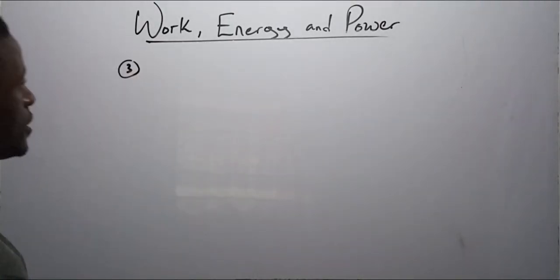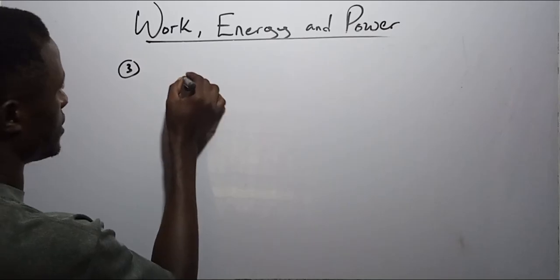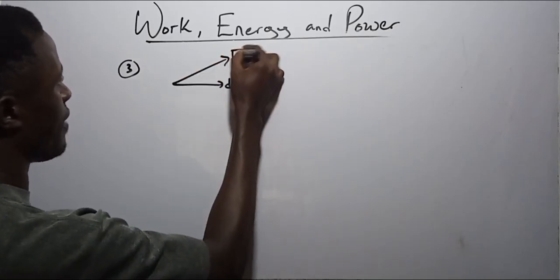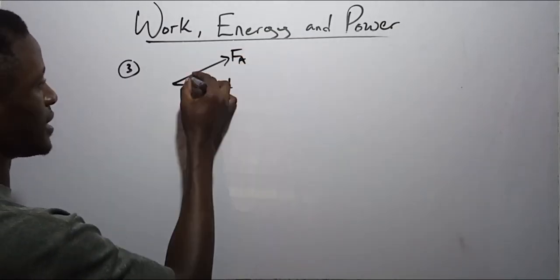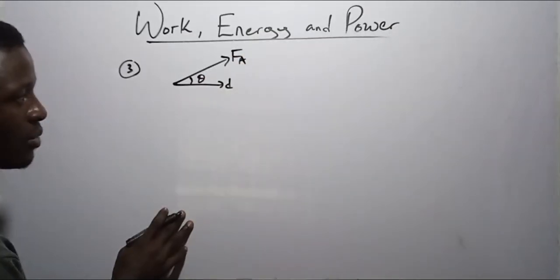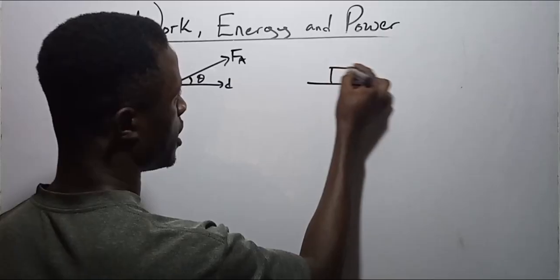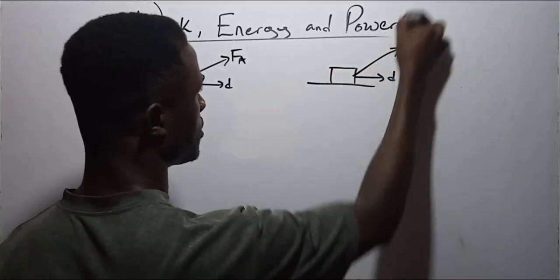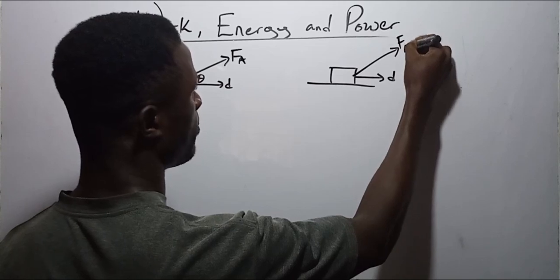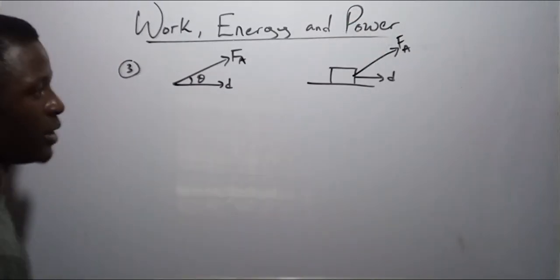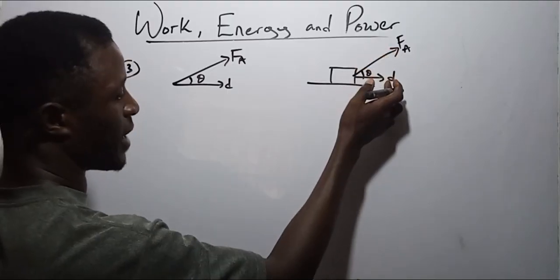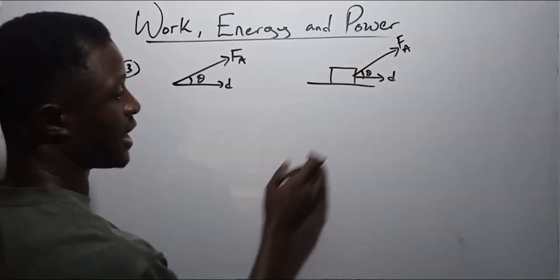Now, this is the third case. The third case is if I have my displacement vector in this direction and I have an action force at a particular angle. Let me show you. If a boy is running in this direction and I apply a force, I'm pulling the boy up a little bit. Not directly. So this force is not parallel and it's not opposite, but it's inclined at a particular angle.